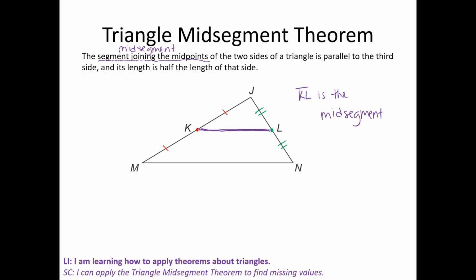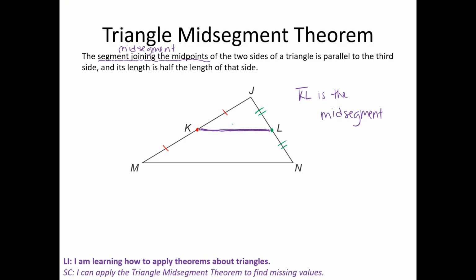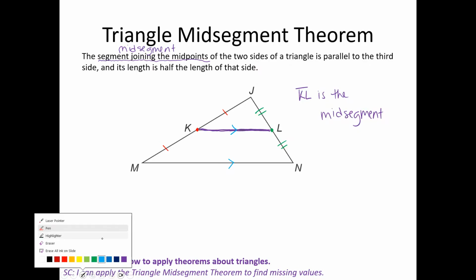And then based on the theorem, if I have a segment that, again, connects the midpoints, we call that the mid-segment, and we know that it is parallel. So remember, we use the arrows to mark parallel. So it's parallel to a side of the triangle. It also tells us something about the length, that basically the mid-segment is half the length of the other side, or it takes two mid-segments to make one whole side.